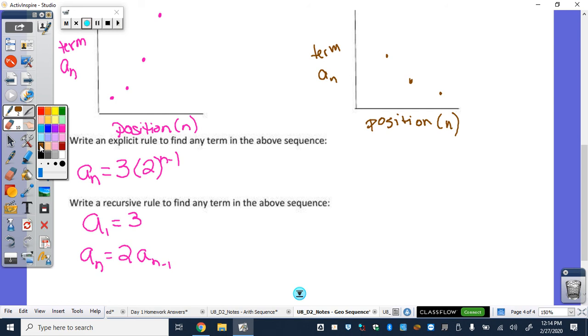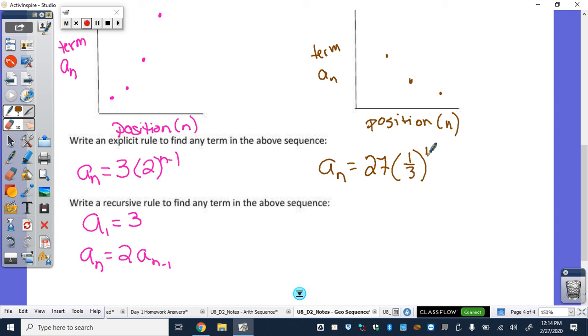Our last graph, our explicit rule, first term is 27. Our common ratio is 1/3. 27 times 1/3 to the n minus 1. Our recursive rule, first term, so a sub 1 is 27. And then 1/3 times your a sub n minus 1.